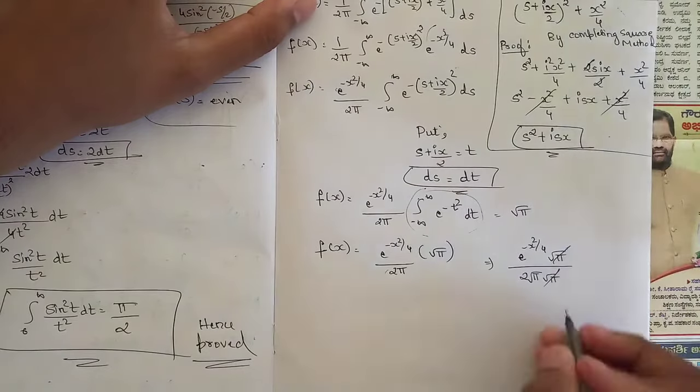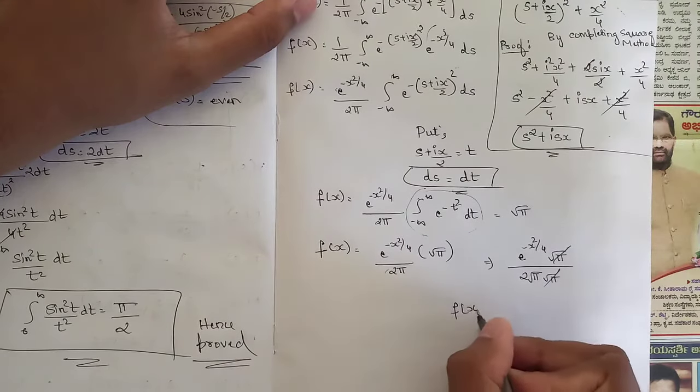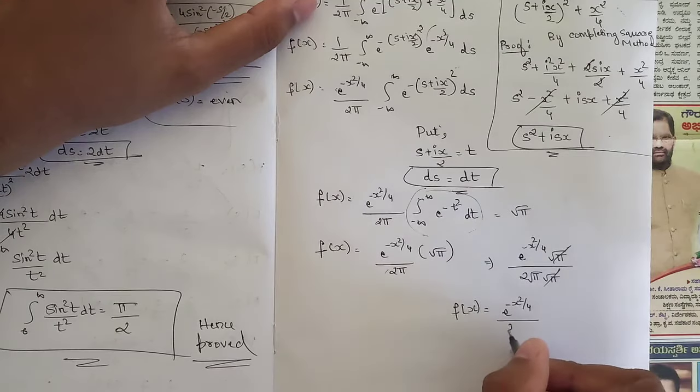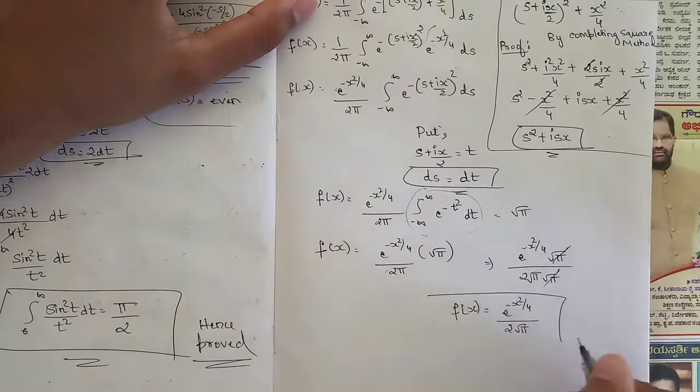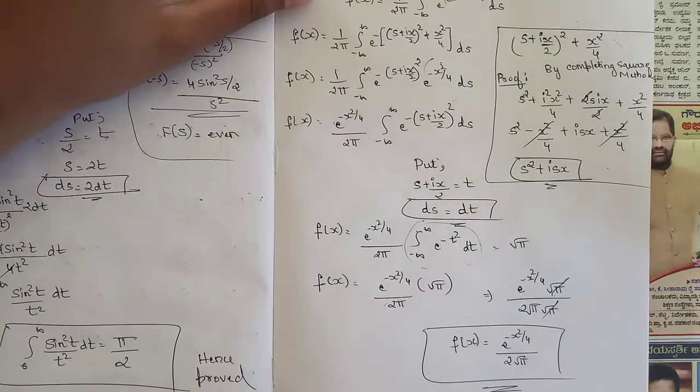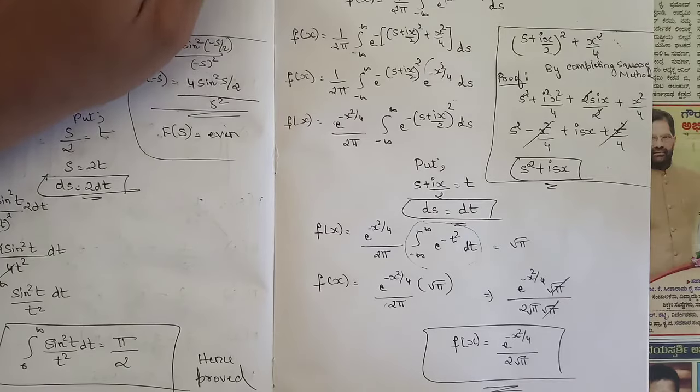So the final answer which you are getting is e power minus x square by 4 divided by 2 root pi. So this is your required f of x. This was one problem, which is an important one.